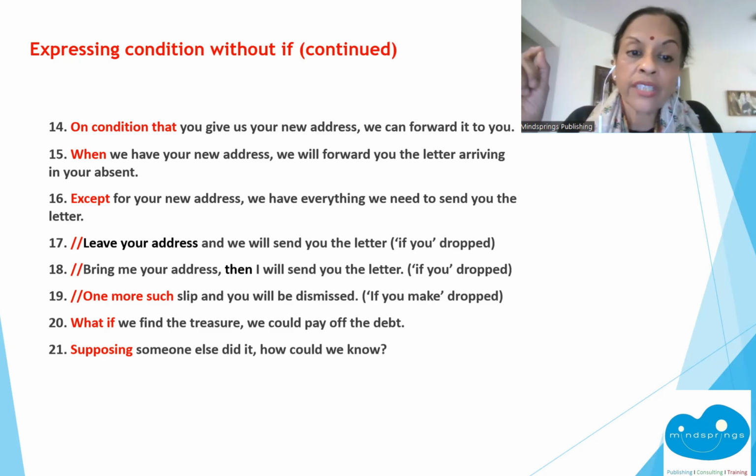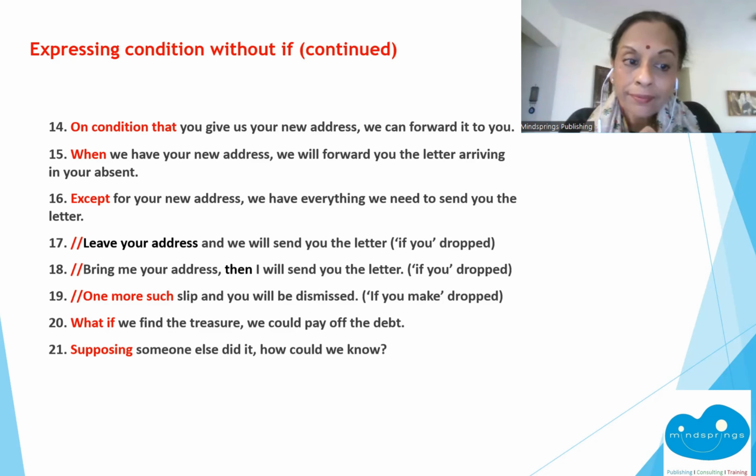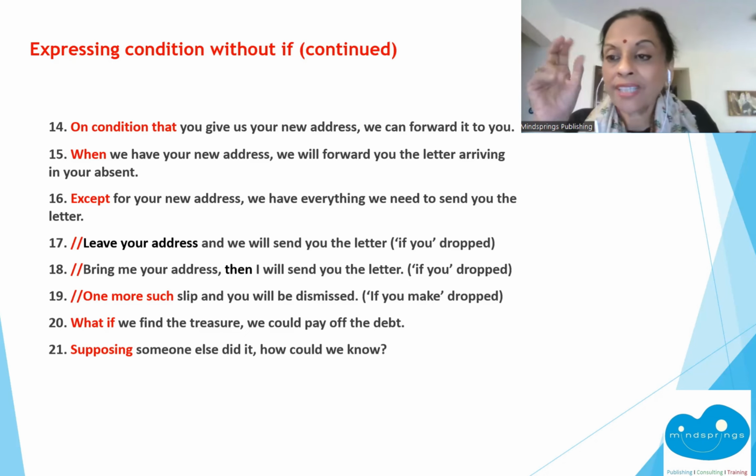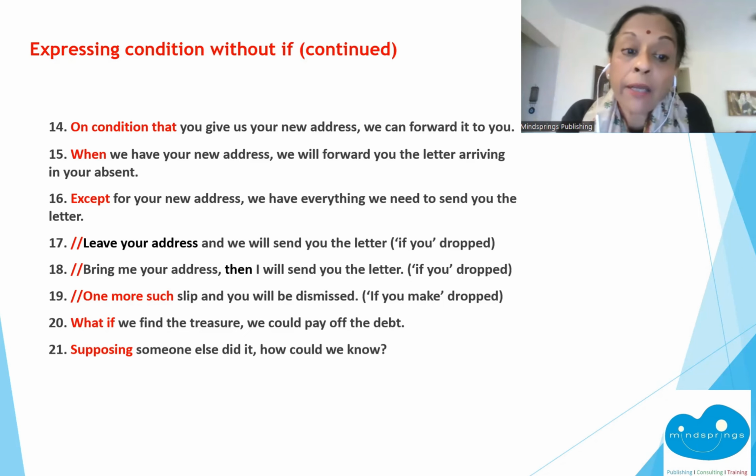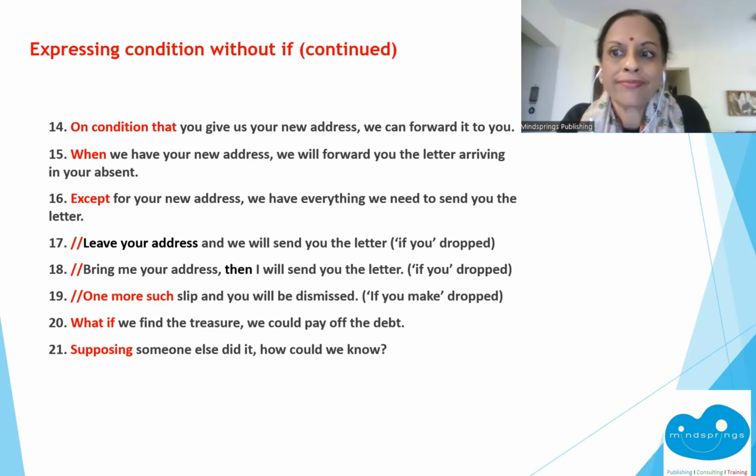Except for your new address, we have everything we need to send it to you. But we don't have it. And if we don't get it, we can't send it to you. Now you have those 2 marks there. Basically, you're saying leave your new address. That is, if you leave, that if you has been dropped. And what have we said? Leave your new address and we will send it. If you has been dropped. That's where I put a double line. Bring me your address, then I will send you. This is also an if condition.